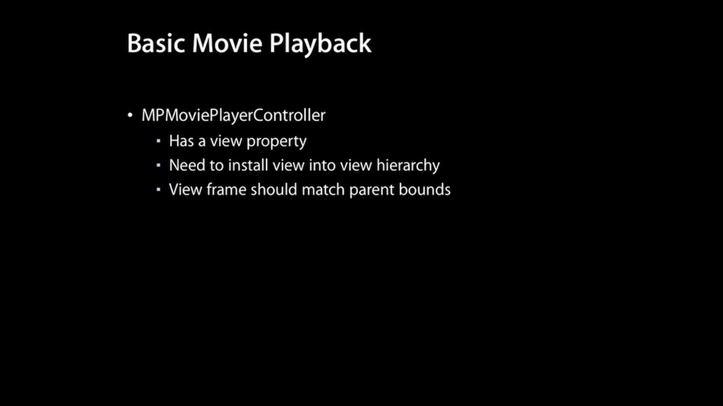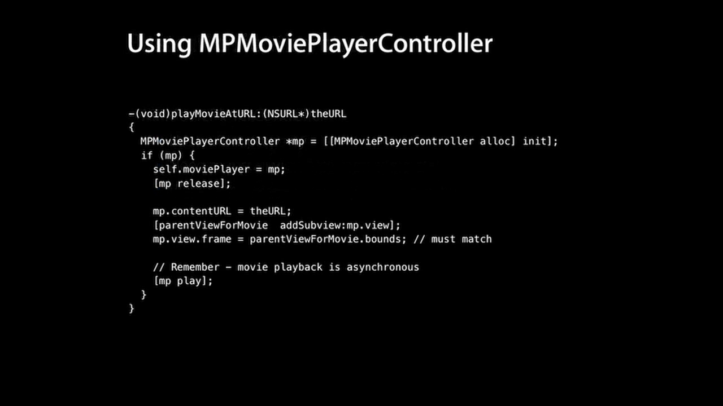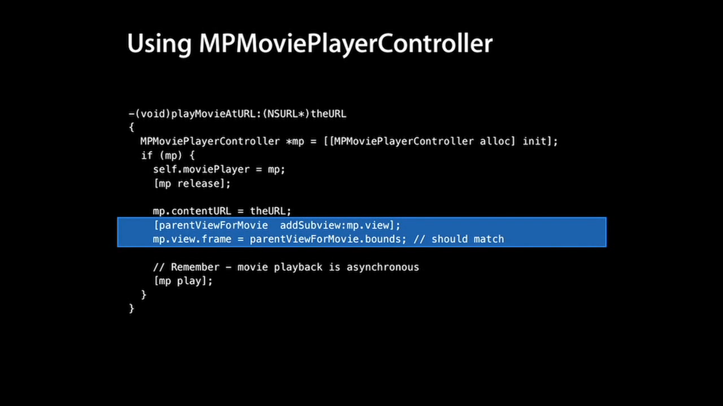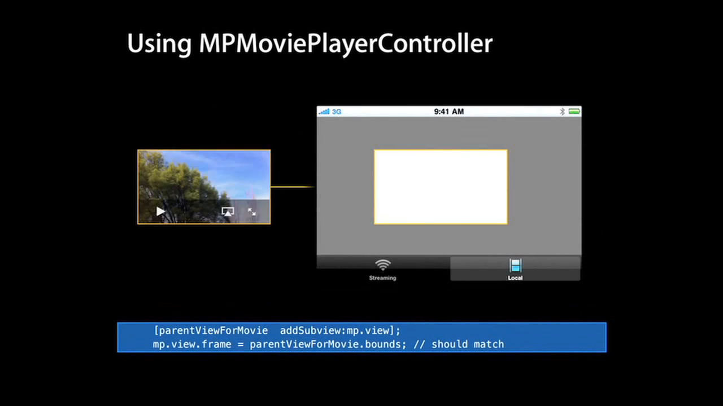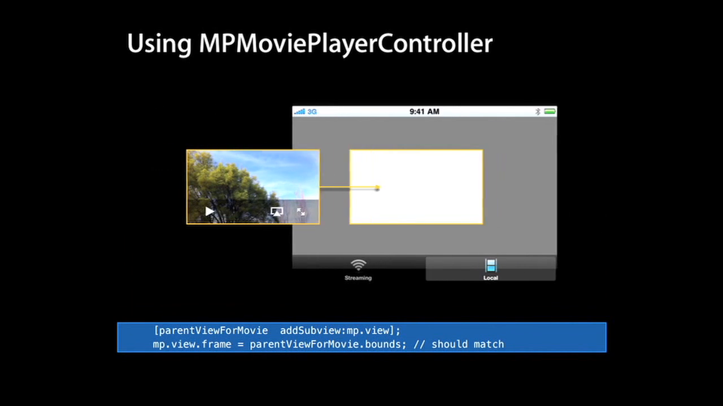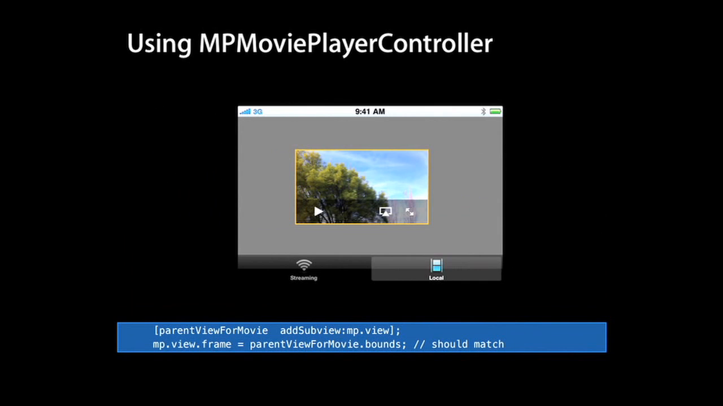So let's look at the method we're going to create. Again, let's call it something like playMovieAtURL. Now, the beginning here, I'm going to do very similar things. I'm going to go and create my MPMoviePlayerController. I'm going to save it away somewhere in my class. I'm going to set the content to be the URL that I'm interested in. And then the important piece that I've highlighted here is I'm going to add the view that's associated with that movie player controller into the view hierarchy that already exists.